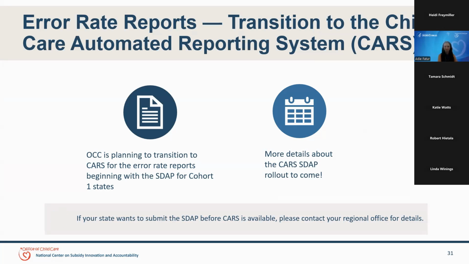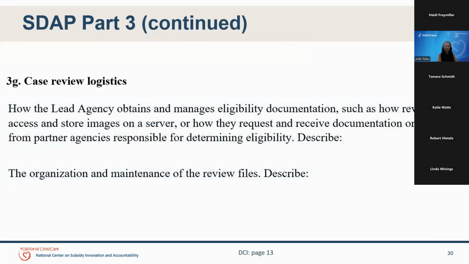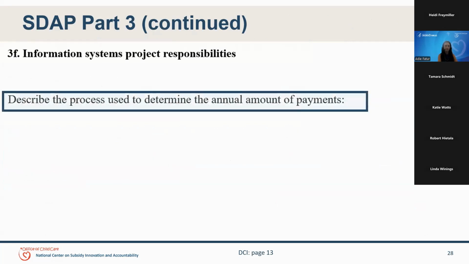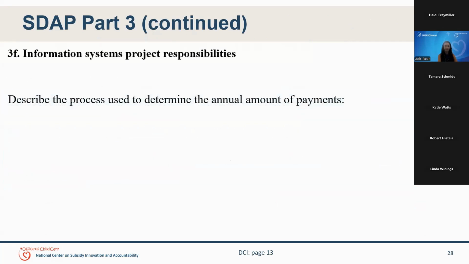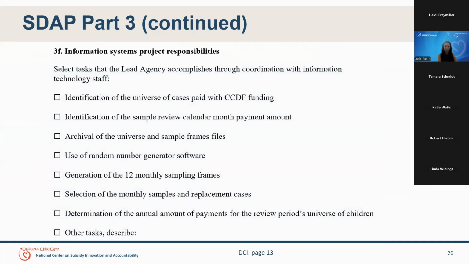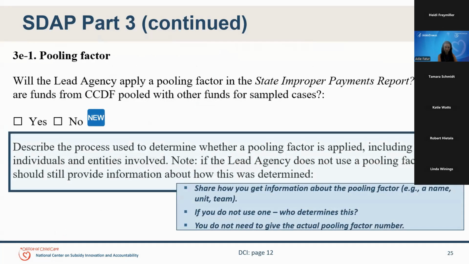Yes, I can. It's not my strong point, but I can try, and certainly we have some more experienced staff that can chime in as well. But the pooling factor refers to when the lead agency combines CCDF funds with other funds such as state funds, and the pooling factor is the percentage of funds that are CCDF. Please feel free to interrupt me if I'm saying anything that is not accurate, Adi and team.